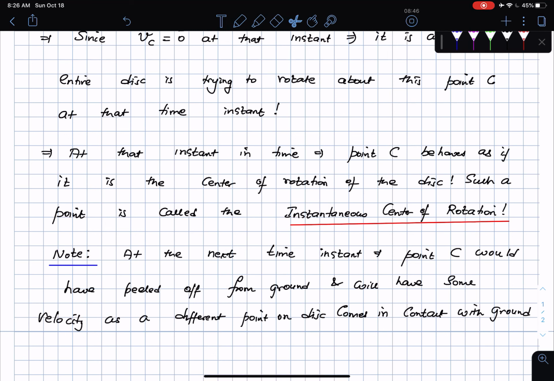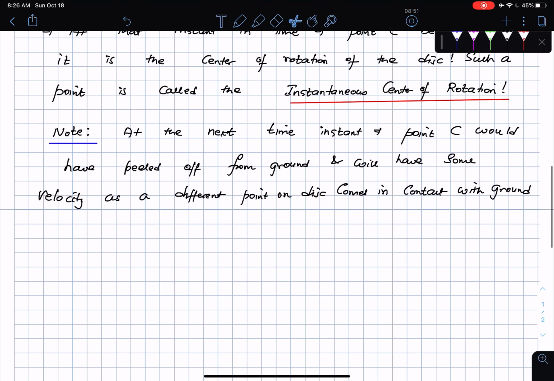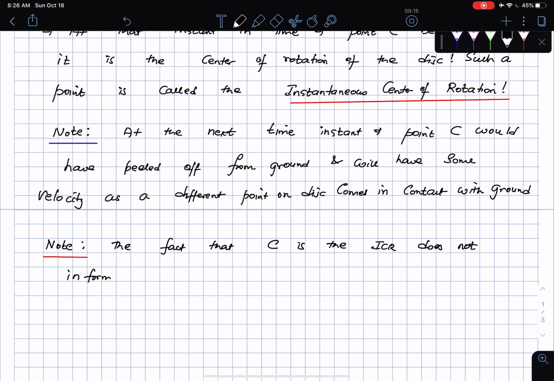Okay, now note that this does not tell me anything about the acceleration of C. One more note, okay, this is with a red color here so that you know this is a danger note. The fact that C is the ICR does not inform me of the acceleration of C.